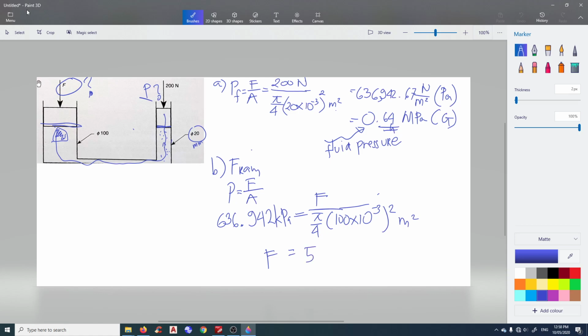Now what's the unit? Kilo Newton. Why is it kilo Newton? Because we use kPa. If you're not using kPa, if you're using Pa, then it will be 5,000-something Newton. Okay, you just need to be consistent with the unit.